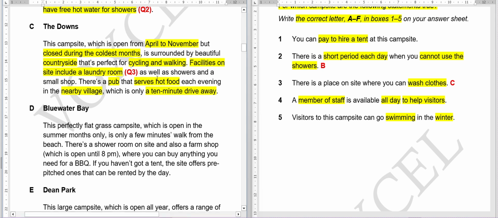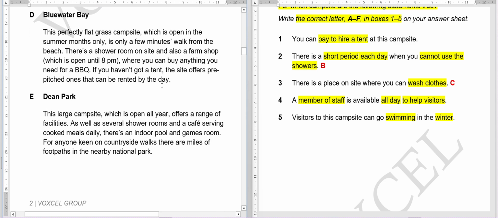Now, do not get confused here. Obviously it is written that they have showers, but there is no information regarding whether they are closed or not. Okay, so let's read the D paragraph now.